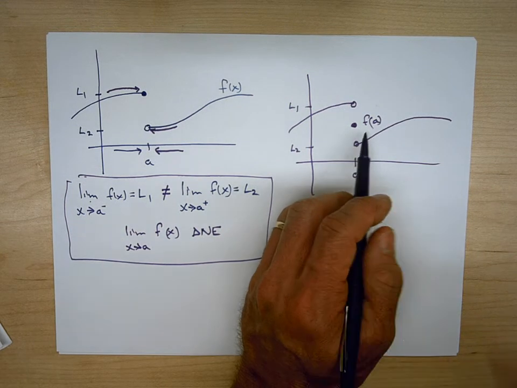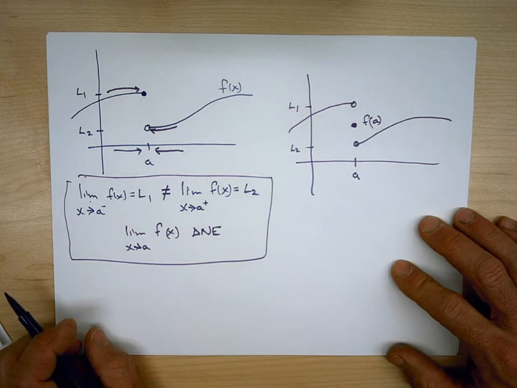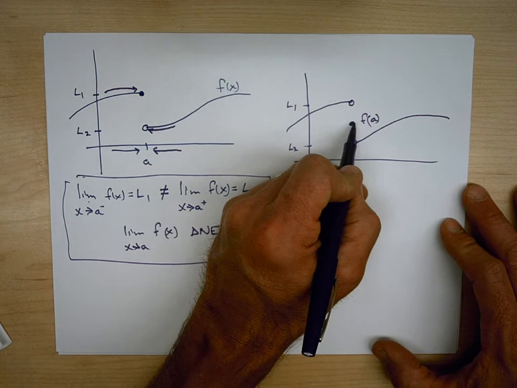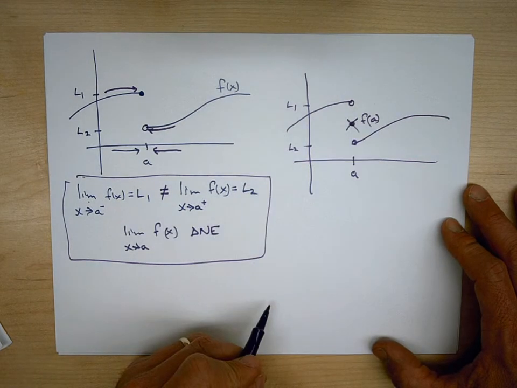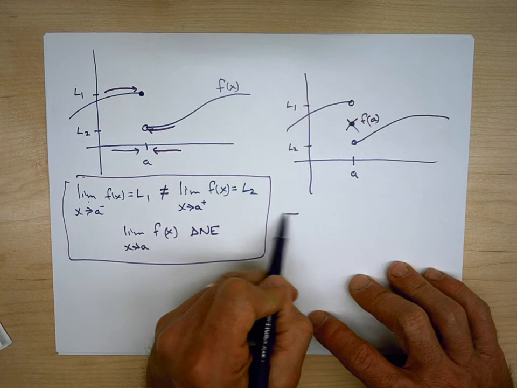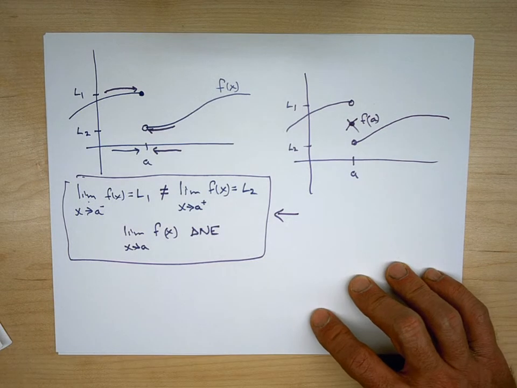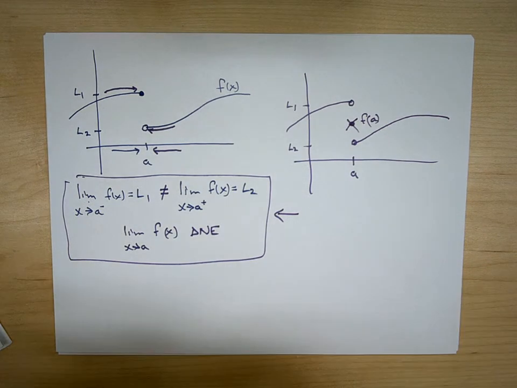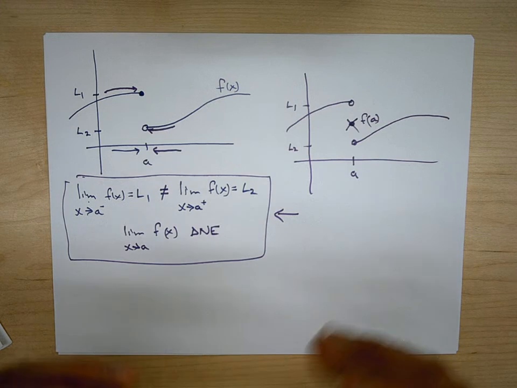Again, just to reemphasize, the function value has nothing to do with the existence of the limit. In fact, you might not have a function value at all, right? We could just have two open holes here, and then this would still apply. So this is an important thing to understand, this idea of one-sided limits.